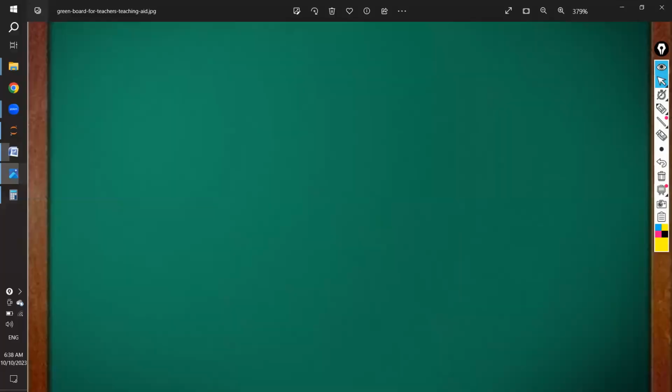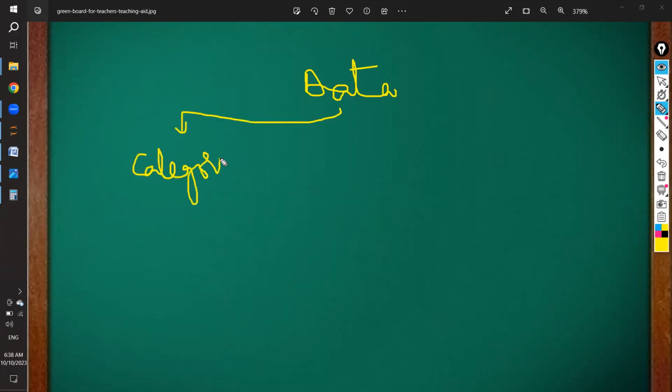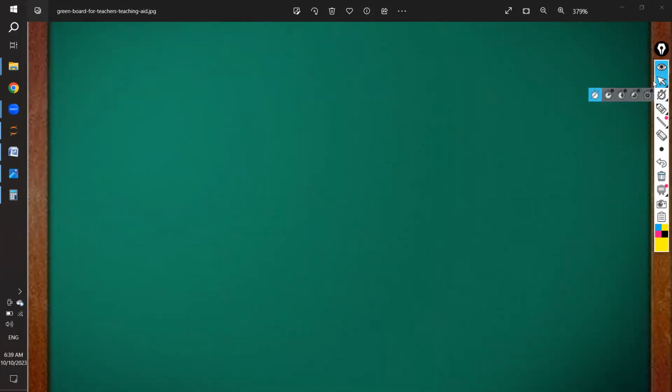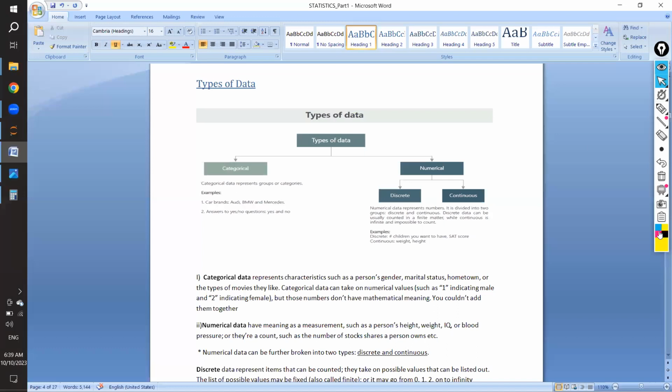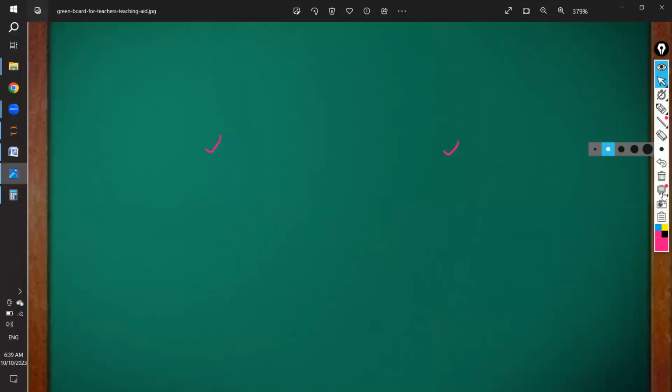This is very important, guys. Basically, data is divided into two types. One is categorical. The other is numerical. Okay, one is categorical, one is numerical. First of all, categorical means you will have only categories.